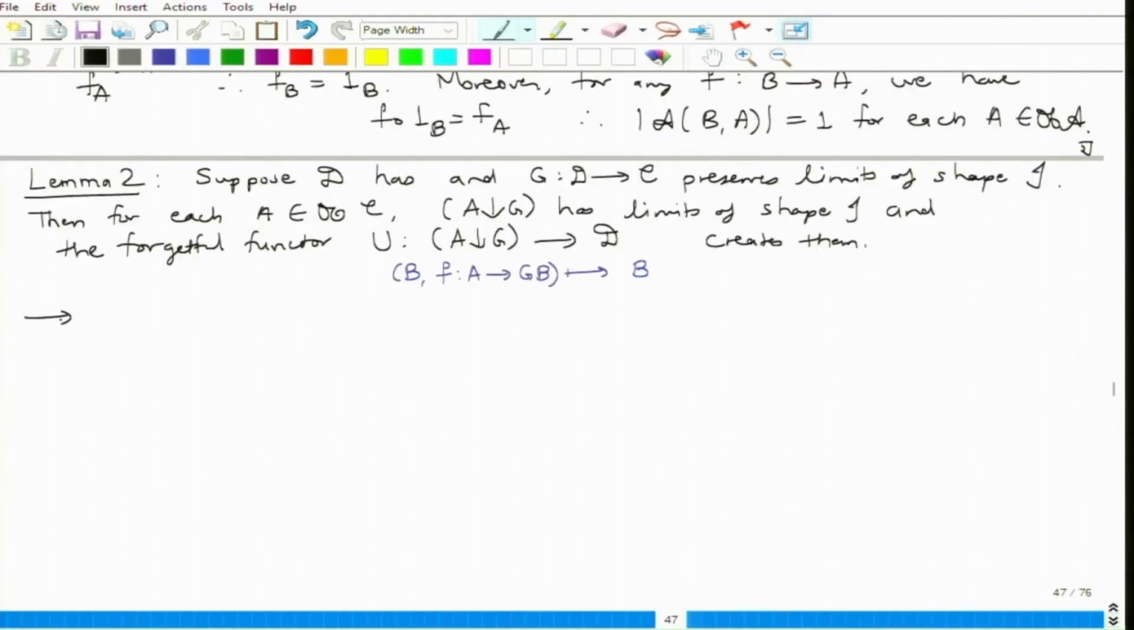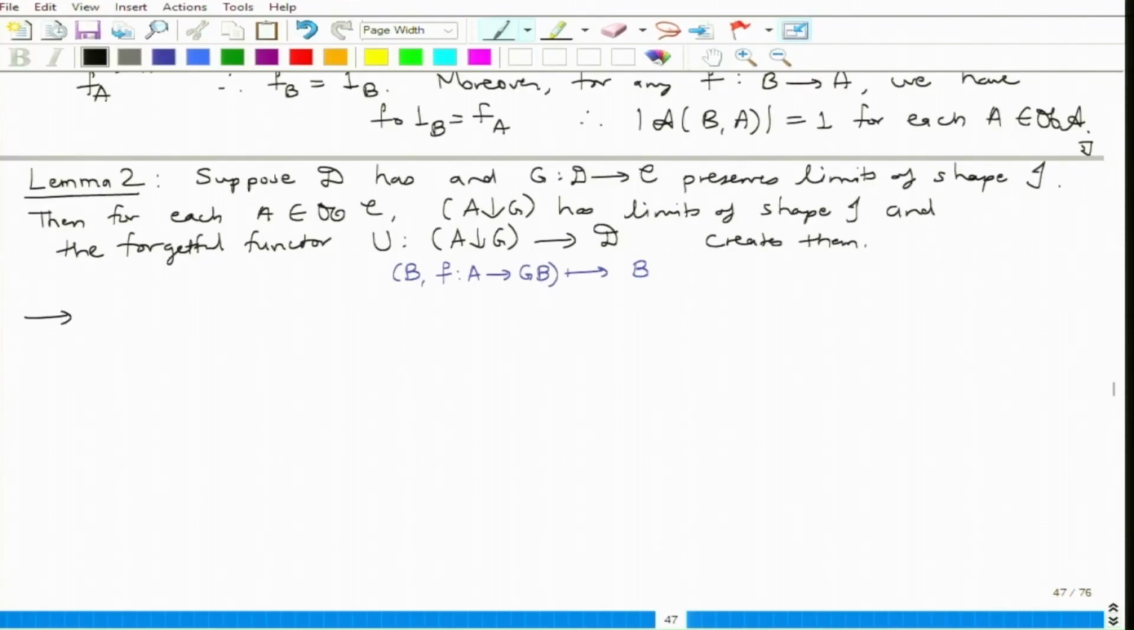You remember creation, a simple example is always groups. You want to construct products in groups, but then you take two groups and then you forget about their group structure. You only remember their underlying set, and then you take their cross product, which is the product in the category of sets, and then you equip that cross product with a group structure. So that's how you create them. Okay, so that's what we are supposed to do here.